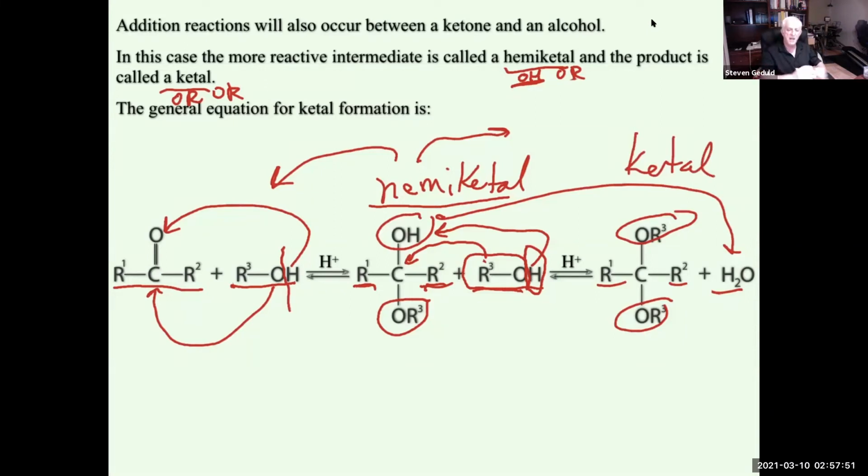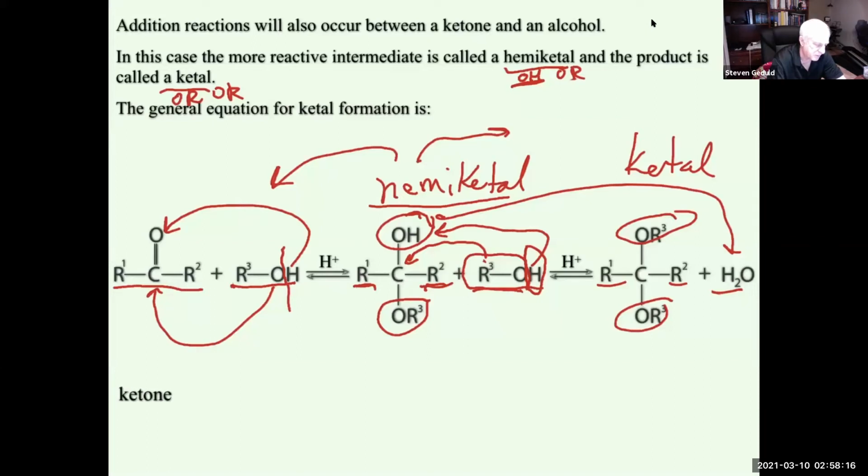Okay, so it's a hemi if there's an OH group present because it hasn't gone on its full reaction yet. That's what's called hemi. Okay, and then keto because there's two R's attached to the carbon. Then once the second alcohol reacts, it becomes a ketal. So hemiacetal, acetal, hemiketal, ketal.